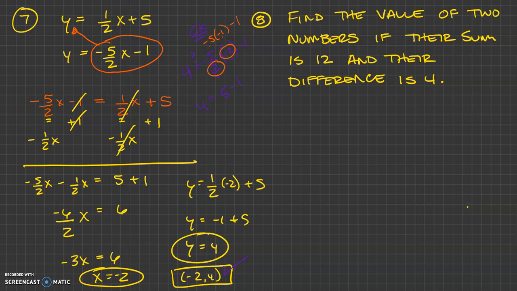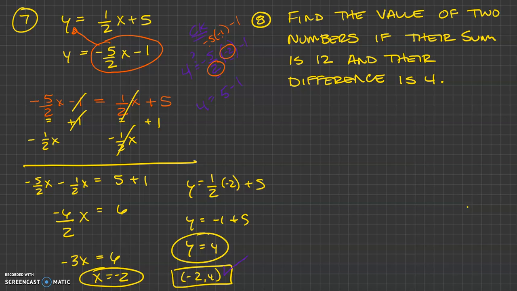All right, class, this video is going to pick up where we left off with our last mixed practice review. Let's work through number 8. This begins our word problems. Find the value of two numbers if their sum is 12 and their difference is 4.